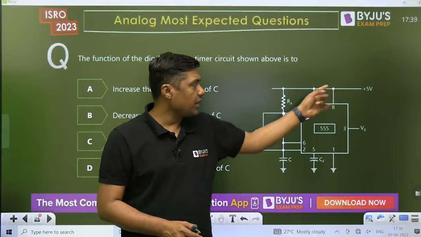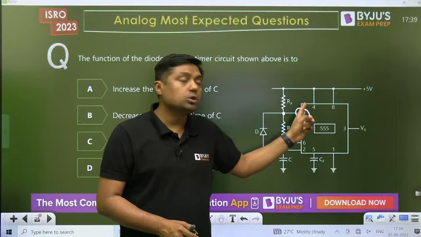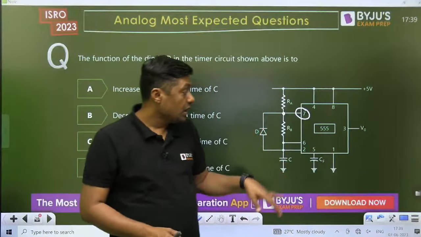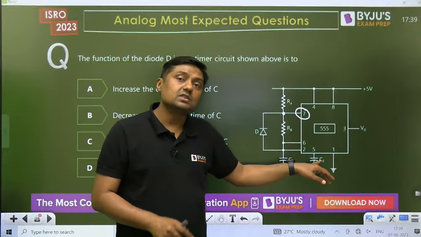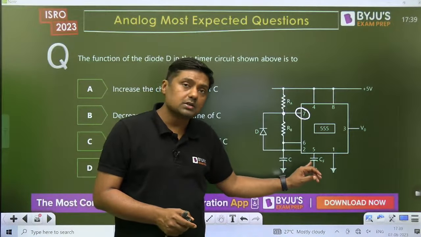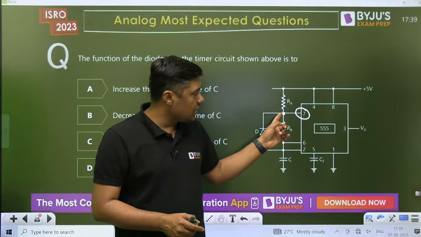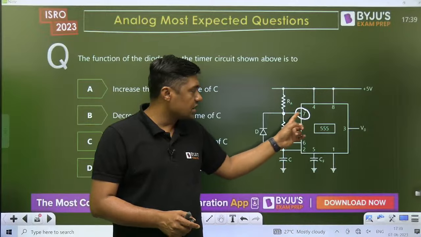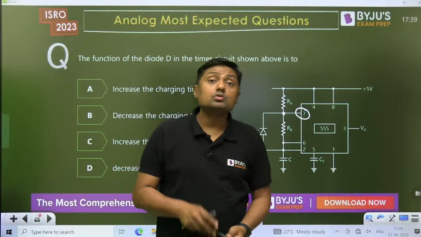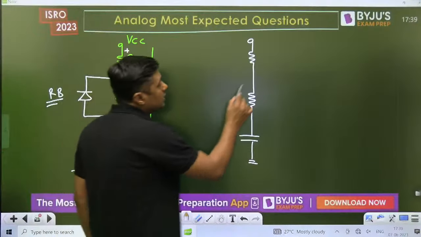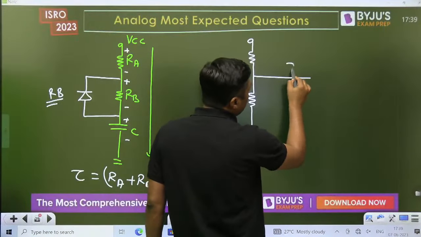So we are giving the supply to pin 8. Normally when the 4th pin is not in use, it should be connected to the supply. If the 5th pin, that is the control voltage, is not in use, it should be bypassed through a capacitor. Yes, the rule is followed. And this capacitor is connected to pin 7, meaning when the capacitor discharges, this will discharge to pin number 7.